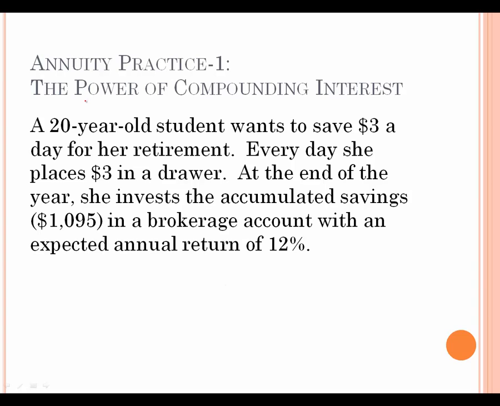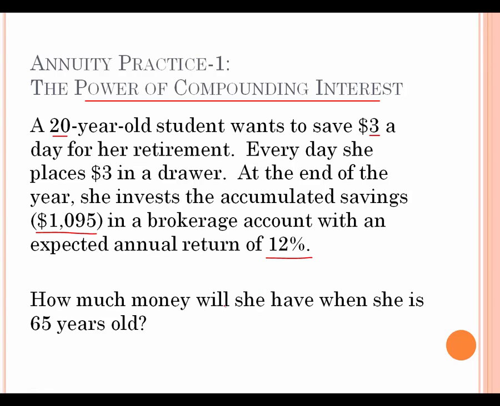This is a 20-year-old student who wants to save $3 per day, and with 365 days in a year, each year she would have $1,095, and she would put this money in a brokerage account, and that account will earn her a return of 12% per year. So remember, she's pretty young, only 20 years old. So the question is, how much money will she have when she gets to 65? Between 20 and 65, there are 45 years, and $1,095 every year. So this is a perfect annuity future value question.